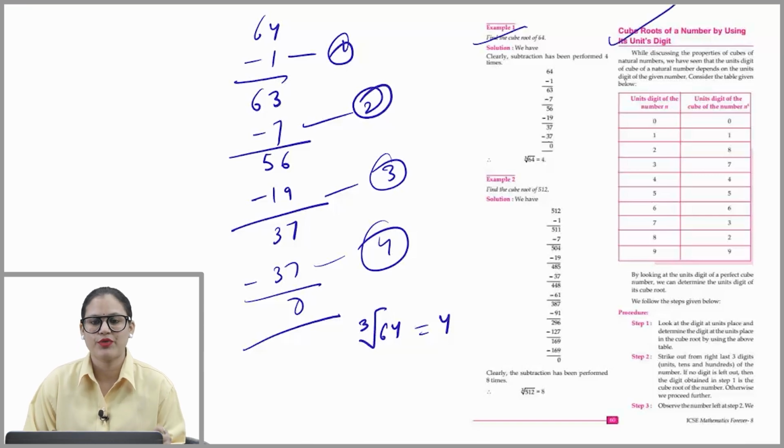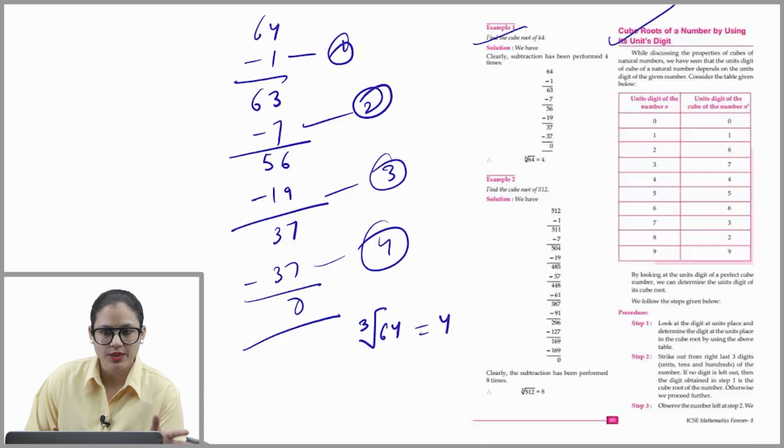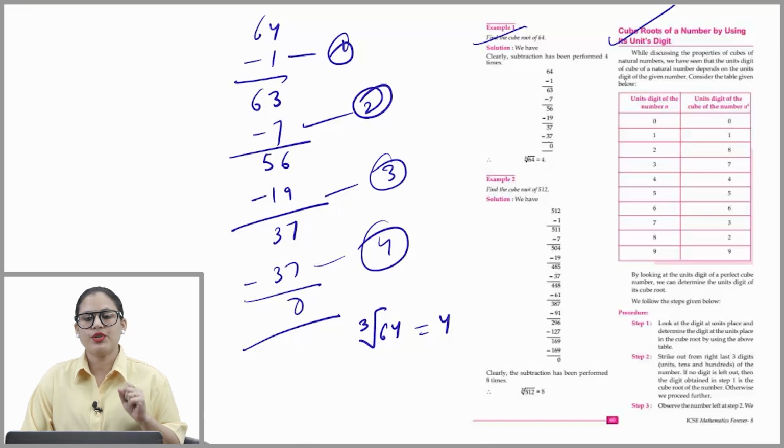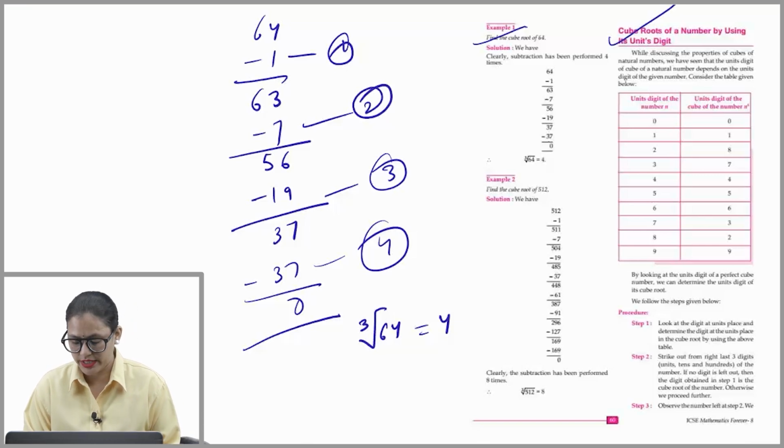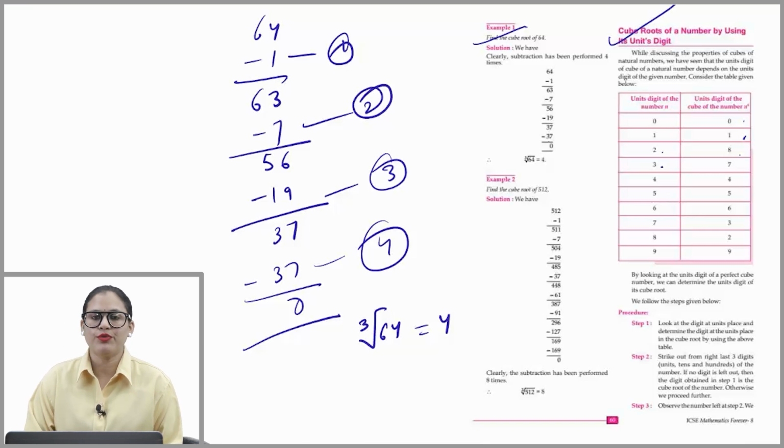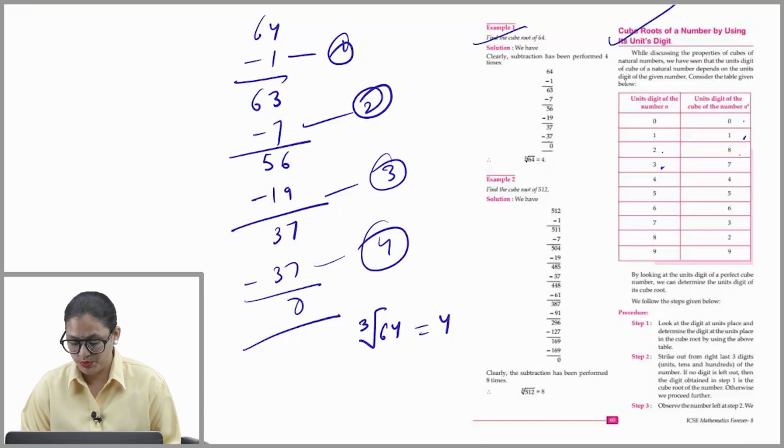Now, cube roots of a number by using its unit digit. While discussing the properties of cubes of natural numbers, we have seen that the units digit of the cube of a natural number depends on the units digit of the given number. Consider the table given below. The unit digit of the number n is 0, then the unit digit of the cube is 0. If 1, then the unit digit is 1. Cube of 2, unit digit 8. If we are finding the cube of 3, the unit digit is 7 because 27. Cube of 4 is 64, so the unit digit is 4. So, you should go through this.